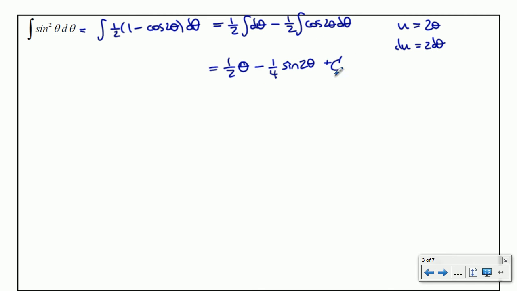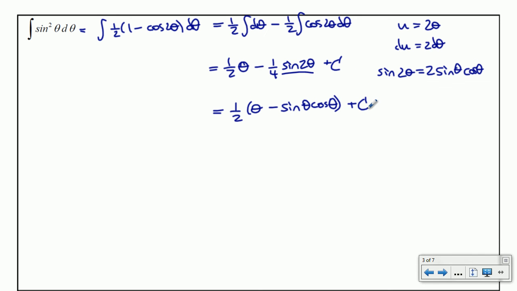So this would be fine enough as a final answer, but we could also use the identity sine 2 theta equals 2 sine theta cos theta, and sub in for that, and we would get 1/2 theta minus sine theta cos theta. Either one is fine. On to the next one.